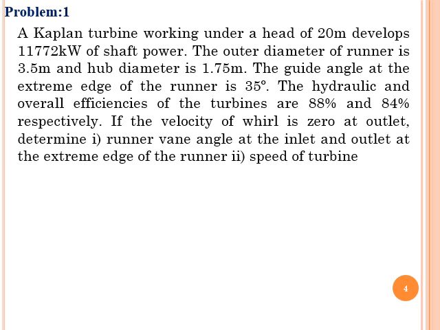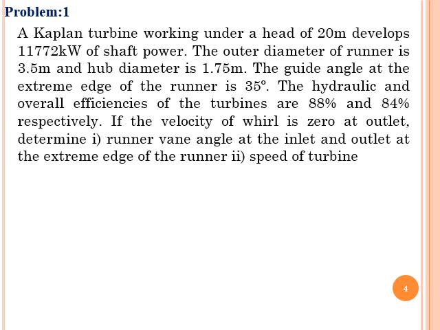The guide angle at the extreme edge of the runner is 35 degree, which means alpha 1 is equal to 35 degree. Hydraulic efficiency and overall efficiency are given as 88% and 84%, that is hydraulic efficiency eta H is 88%, and overall efficiency eta O is equal to 84%.